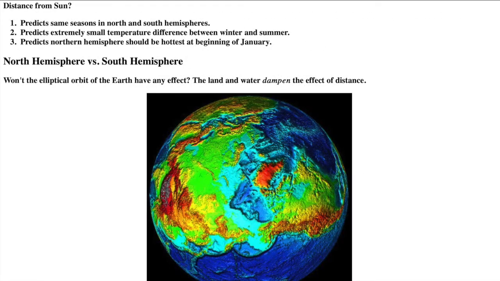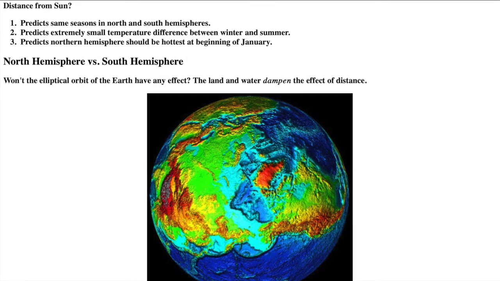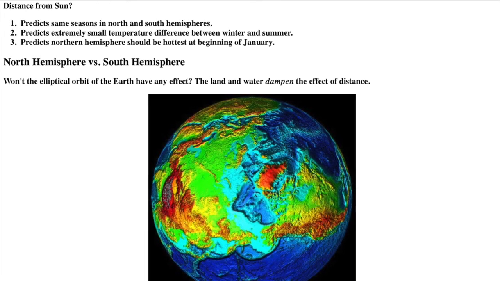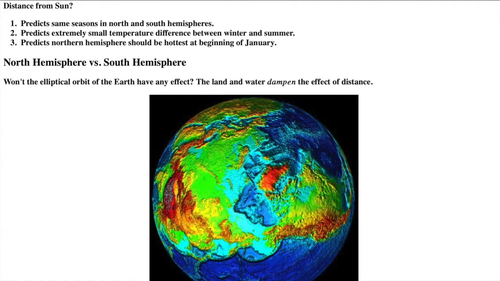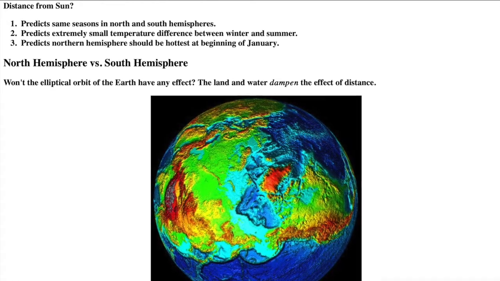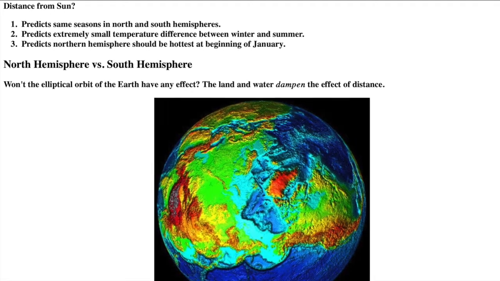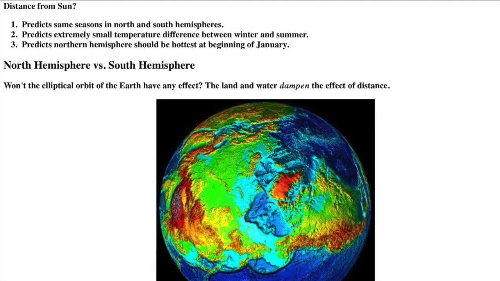What is wrong with the popular model that says that the distance our part of the Earth is from the sun causes the seasons? Here are three things. Number one, the distance model predicts that the north and south hemispheres should experience the same seasons at the same time. In reality, they do not.